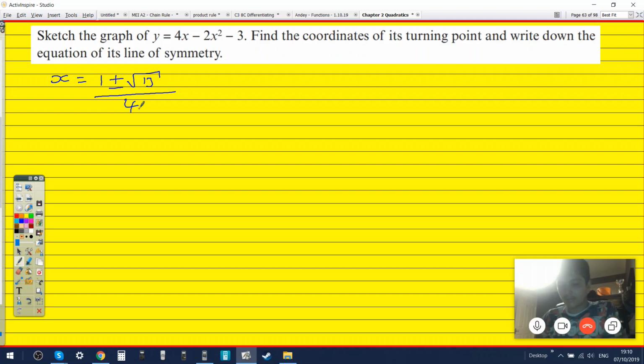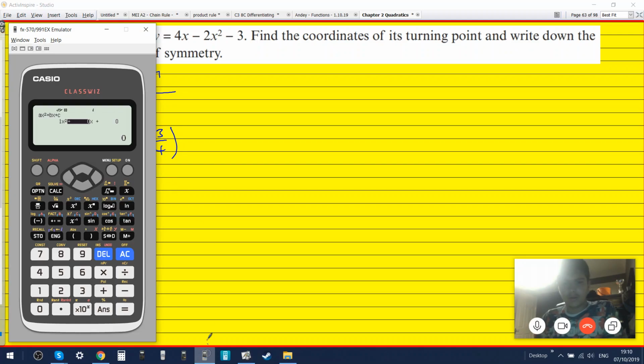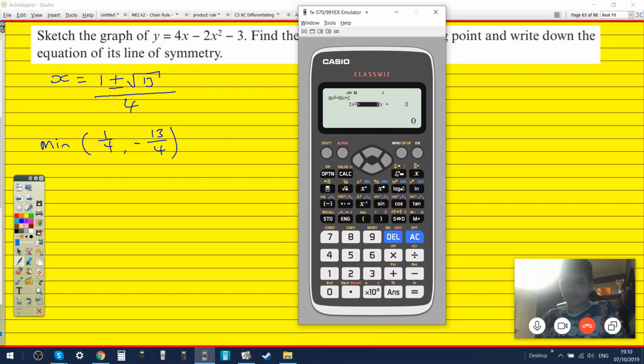And then, do I need to find out the minimum and stuff like that? Yeah, will it tell you the minimum? Yeah, the minimum is 1 over 4 and then minus 13 over 4. So those are according to the minimum. And then, do I need to make x is 0 here? Yeah. So I just need to do 4. Is the answer just minus 3? Yeah.